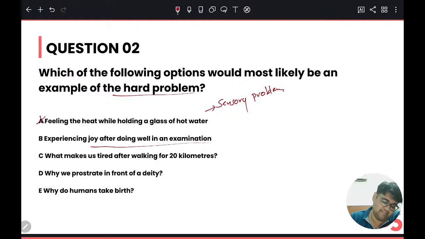Experiencing joy after doing well in the examination. Again, experience. Like if you are a constant topper, you would not feel any special kind of happiness after the exam. What makes us tired after walking for 20 kilometers? That is also person-centric. That's not a hard problem. Why we prostrate in front of a deity? Why we lie down, or why we pray in front of a deity?